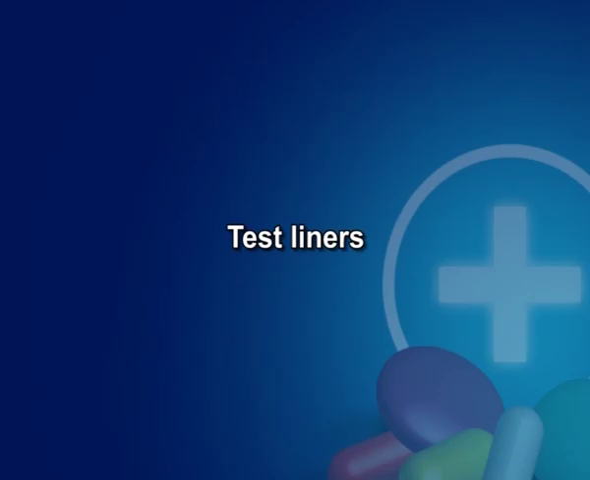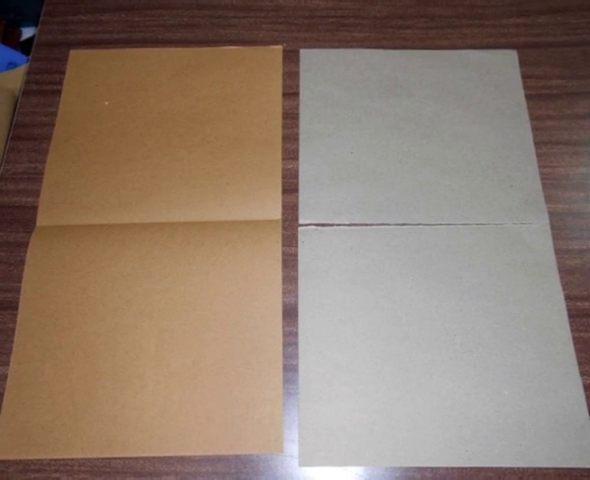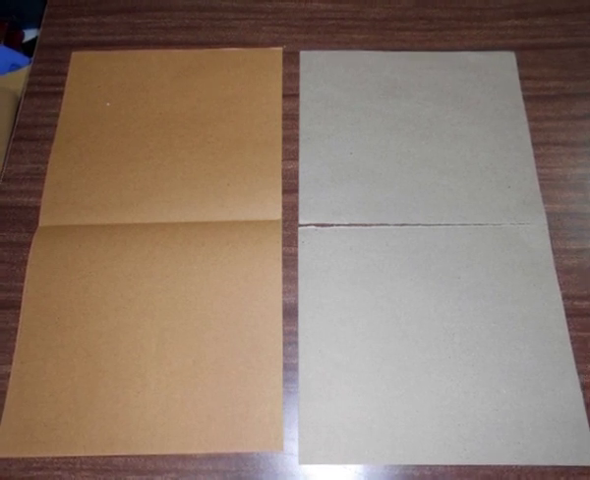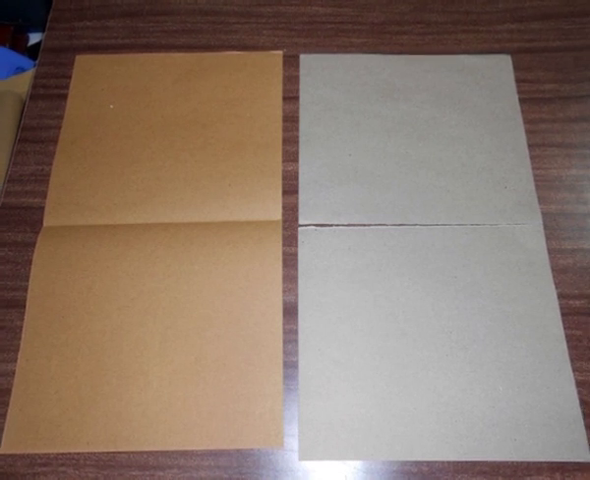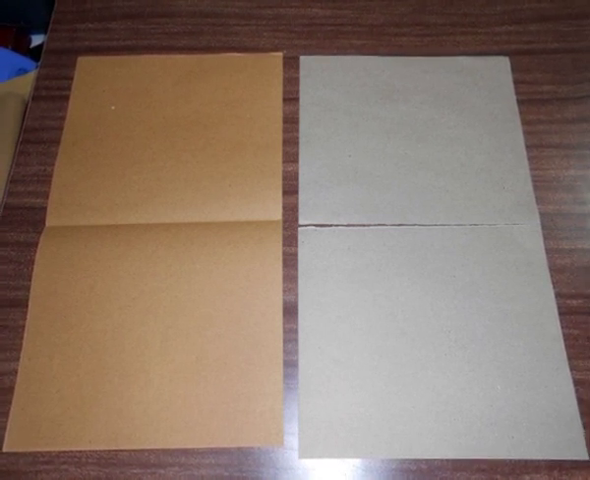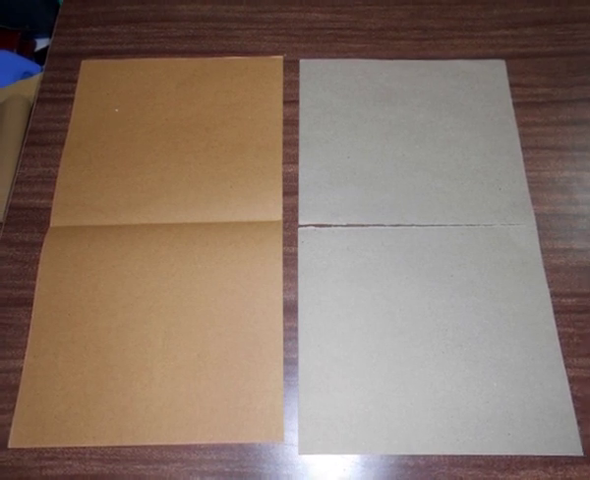Test liners. So-called test liners in two grades are made entirely from recycled material, used for internal liners in corrugated boards production and as both liners for corrugated fitments.